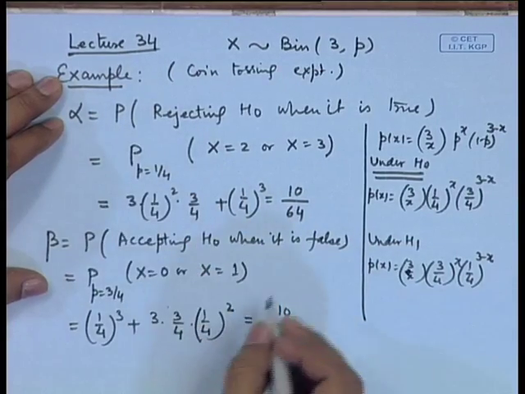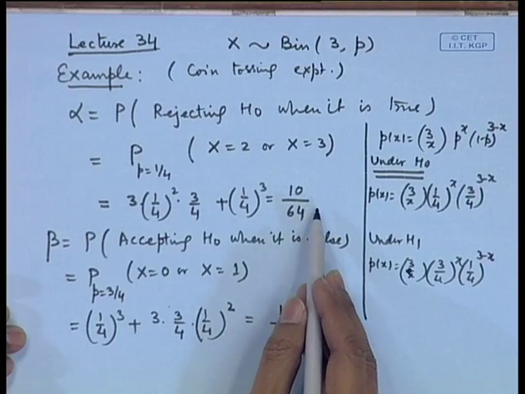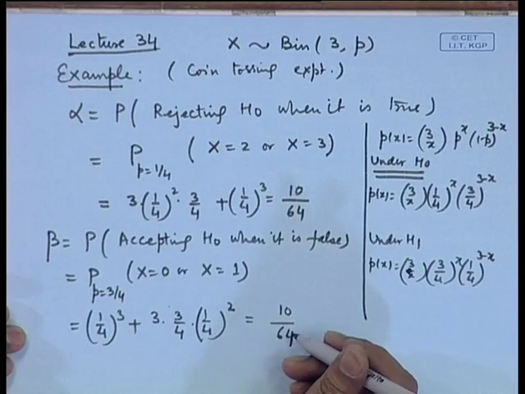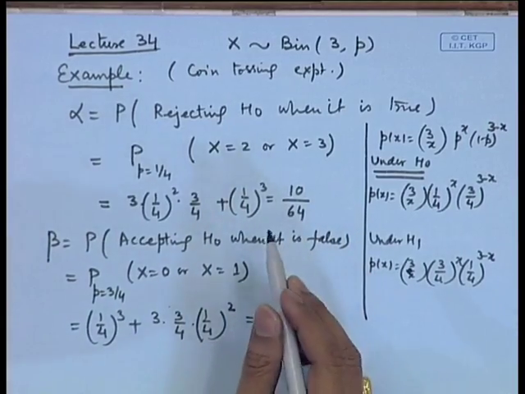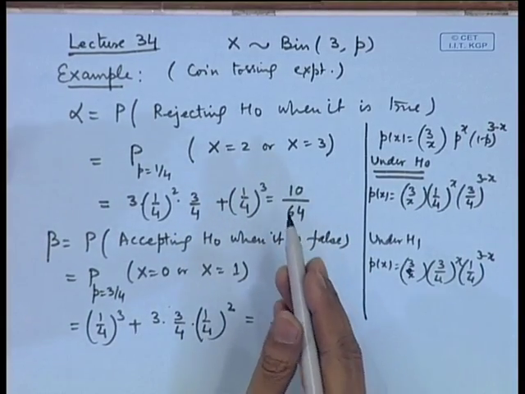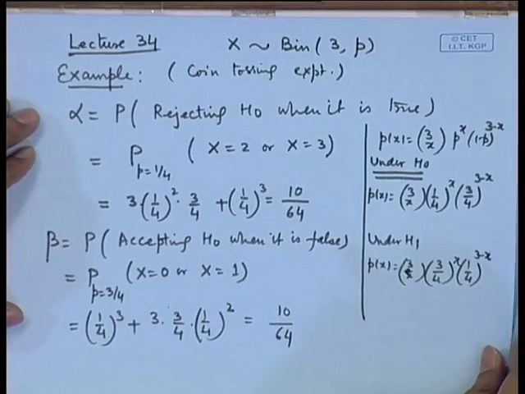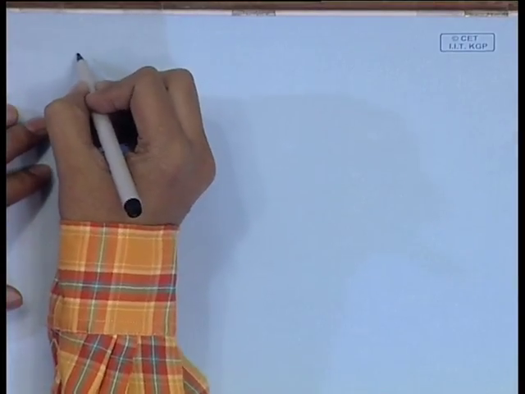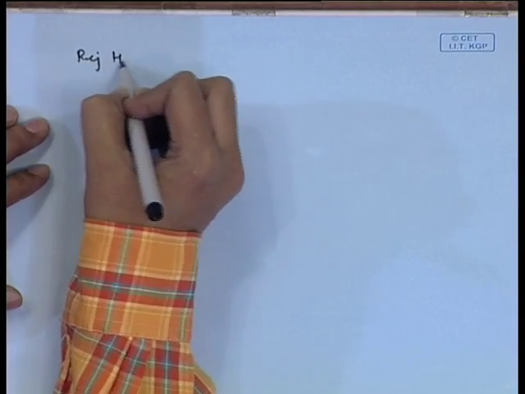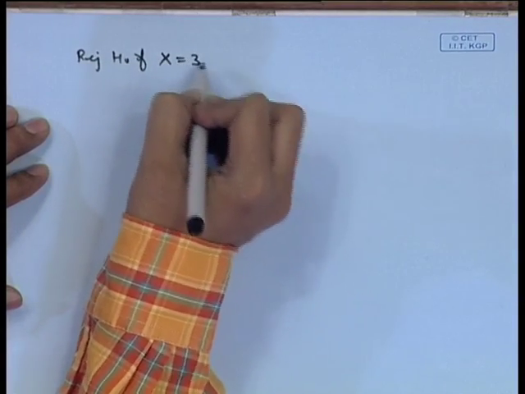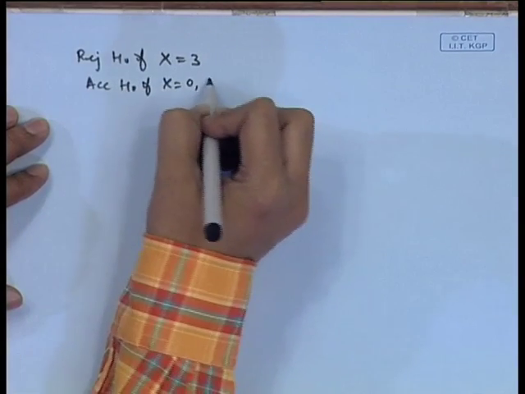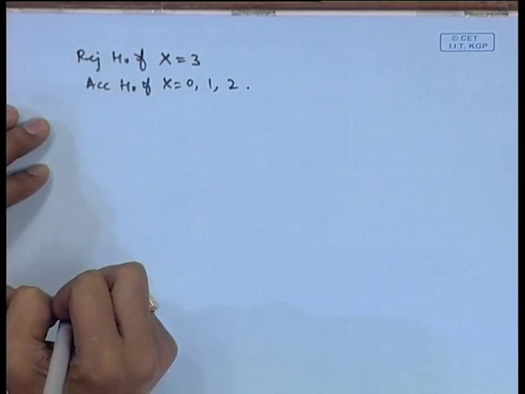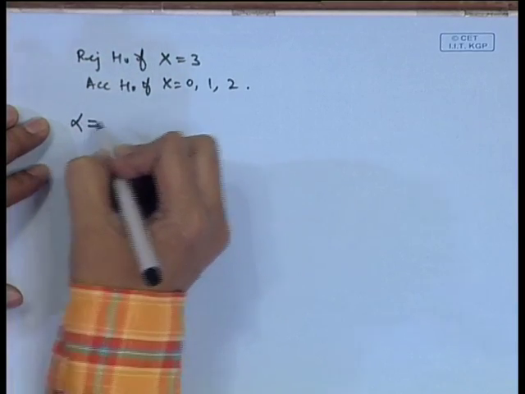So, in this particular situation you can see alpha is 10 by 64 and beta is equal to 10 by 64. Now suppose we try to reduce alpha. We may try to reduce alpha by taking another test. So, suppose I say reject H naught if x is equal to 3, accept H naught if x equal to 0, 1 or 2. Now, let us see what is the value of alpha.